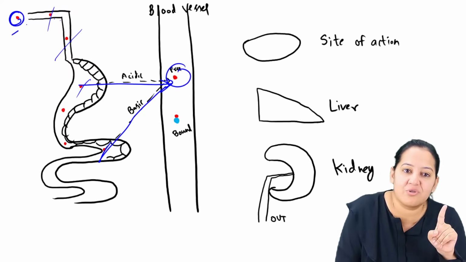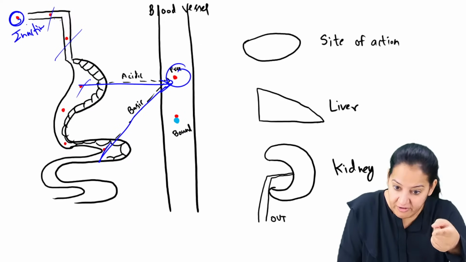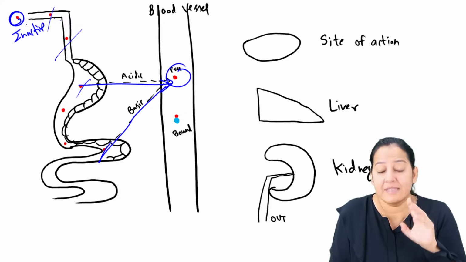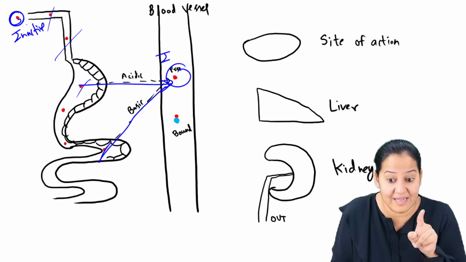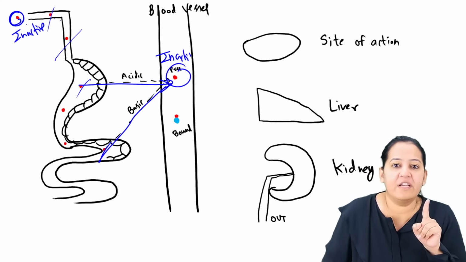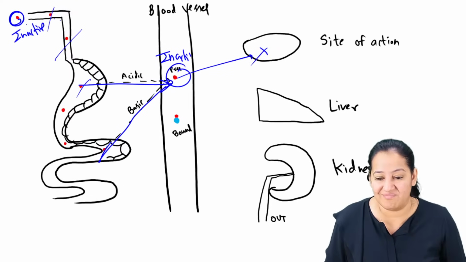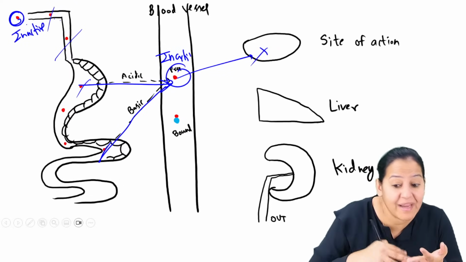Now, sometimes this drug is inactive. Whatever drug you have given to me, it can be acidic or basic. Sometimes, I will give you the list. It is inactive. So if it goes to the site of action, it will not show its action, because it is inactive. First, you have to make it active.